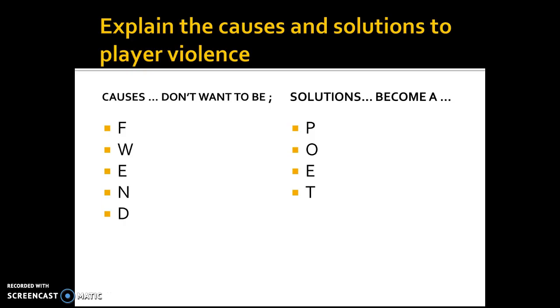Solutions to player violence, for people like Joey Barton, who was very aggressive and violent on the pitch and off the pitch, he started to become a bit of a philosopher. So solutions, become a poet. POET. Can you remember what they stand for? Pause and maybe have a go, see what you can come up with.